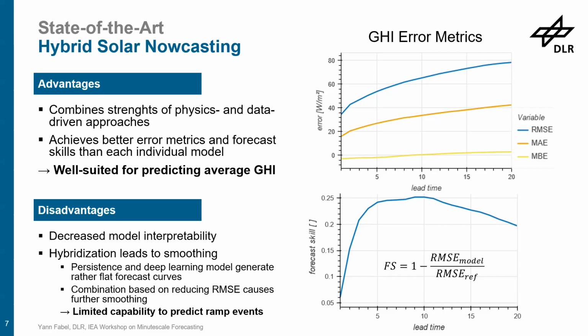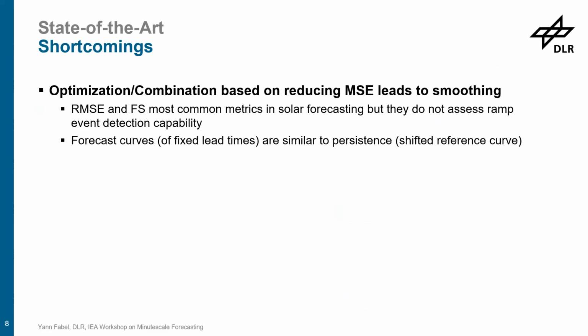And the bigger problem is actually that it leads to further smoothing. So persistence and also the deep learning model trained in an end-to-end manner just generate rather flat forecast curves, because the deep learning model is already optimized on MSE, and the hybridization is also focusing on reducing MSE. And this just leads to limited capability to predict ramps. And this is what I just want to show you here. So as I mentioned, it is good in RMSE and forecast skill, but may not really catch the ramps.